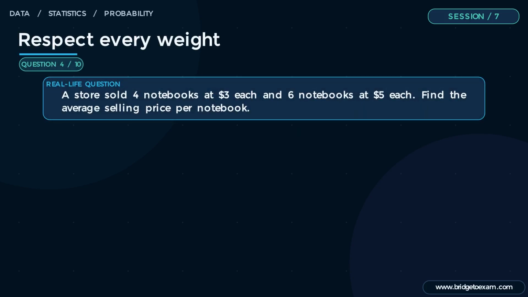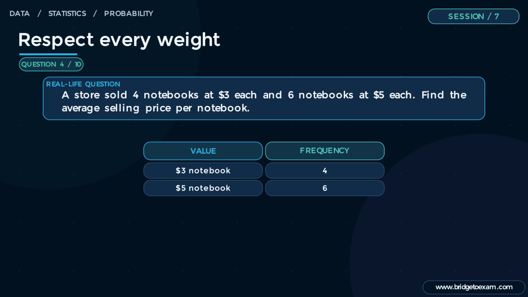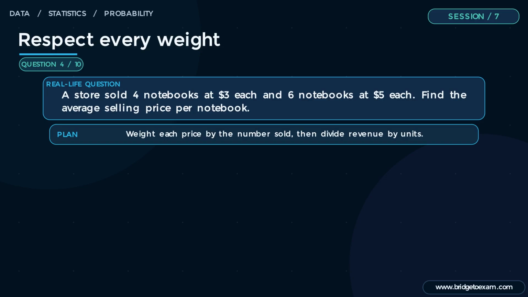Example 4. A store sold 4 notebooks at $3 each and 6 notebooks at $5 each. Find the average selling price per notebook. The frequency display shows each value together with how often it occurs. Plan: weight each price by the number sold, then divide revenue by units.